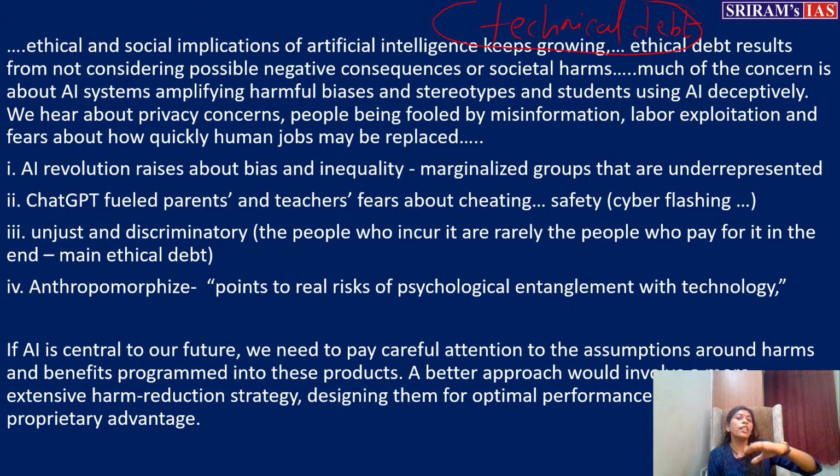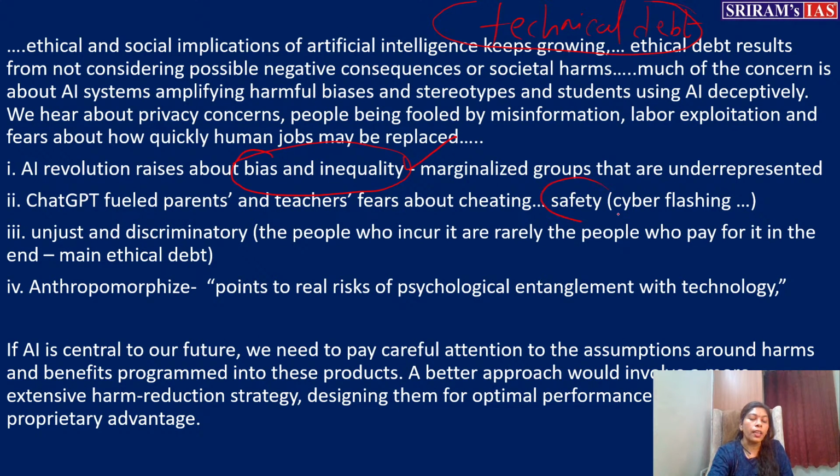The first thing is that inequality will prevail. Bias and inequality are already a problem in digital transformation. The marginalized communities are already underrepresented. Again, when you go to artificial intelligence, the same applies. The bias and inequality will persist among the people. So you can see this is one important ethical problem which is a result of this AI technology.